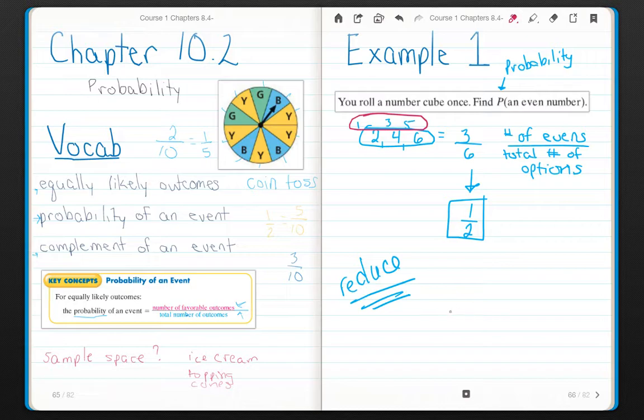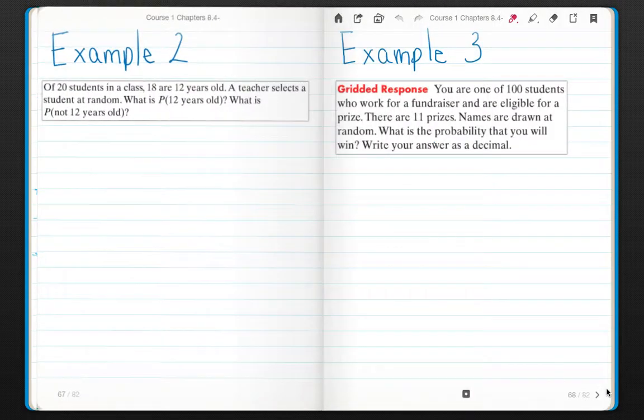So the complement would be 3/6 or 1/2 also. These represent the odd numbers, okay? The complement is anything that didn't occur in your first set, your first probability, what it was asking.